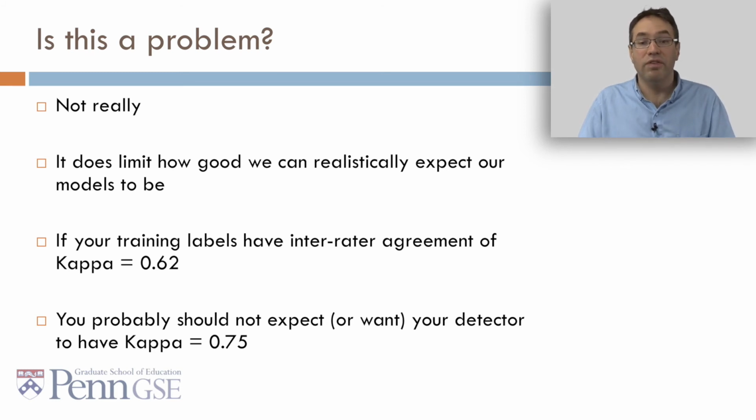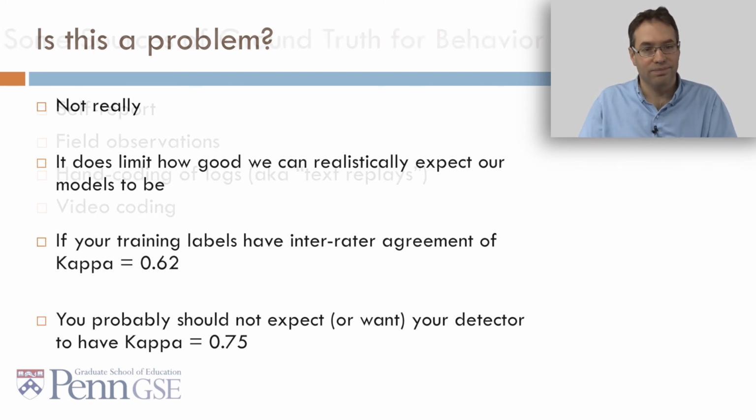If your training labels have an inter-rater agreement of kappa of 0.62, you should probably not expect or want your detector to have kappa of 0.75. Because if you get a better kappa for your detector than your training labels, it means your model is fitting to your coders, not to the construct you actually are looking for.